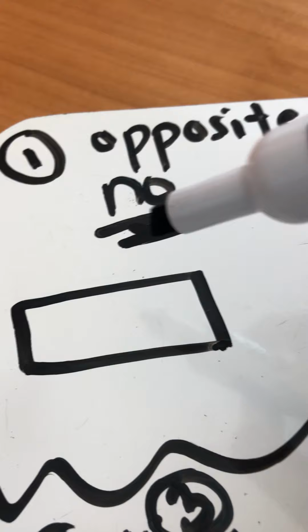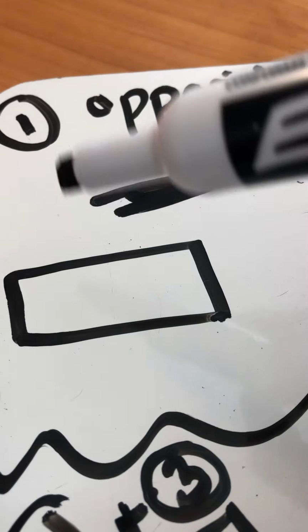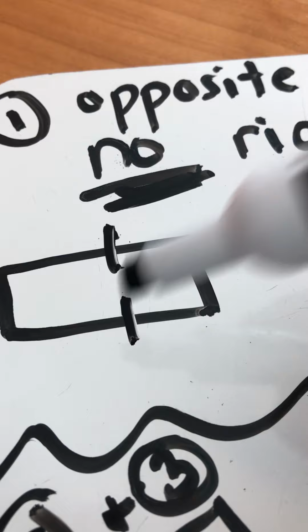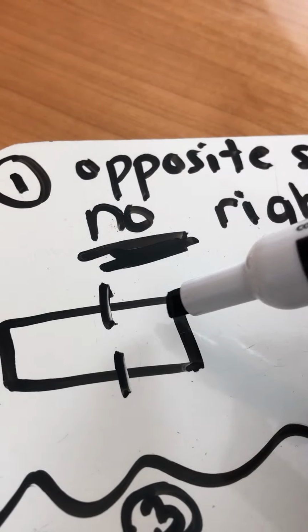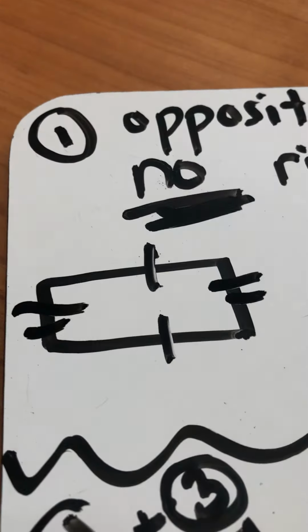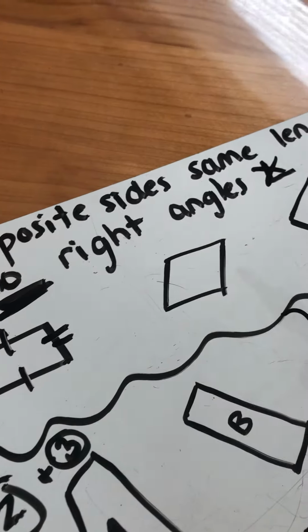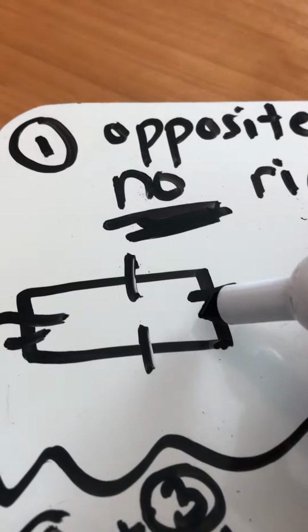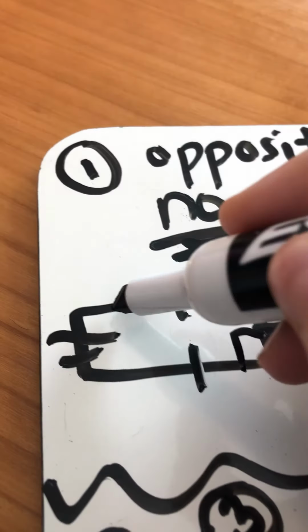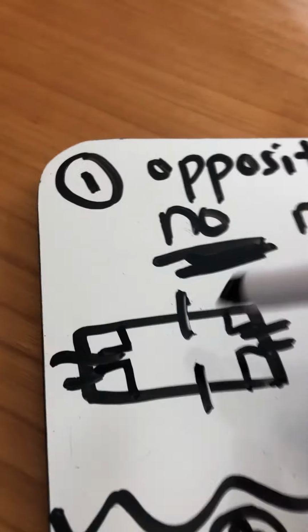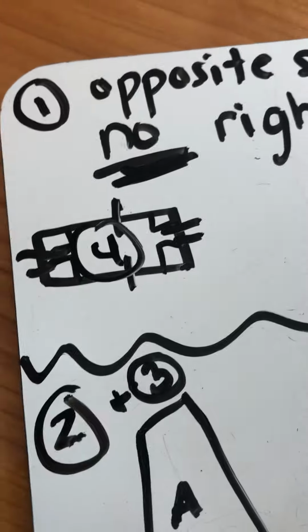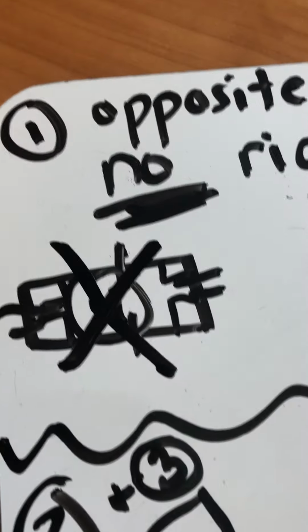So let's look at each shape. Let's look at these sides. Are the opposite sides the same length? This and this, are they the same length? Yes. This and this, are they the same length? Yes. So first one, opposite sides the same length, true. Now the second one, no right angles. Uh-oh. I see a right angle here, here, here, and here. This has 4 right angles. They're looking for a shape with no right angles, so this one cannot be true.